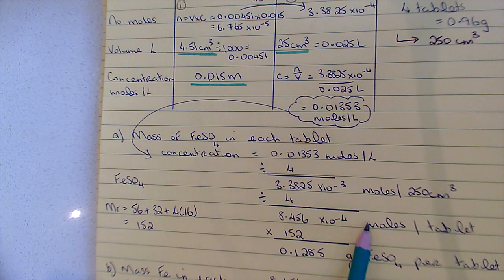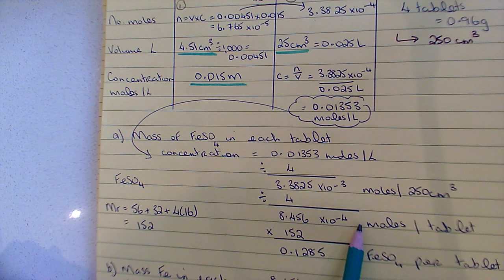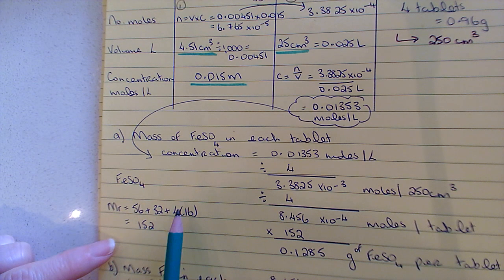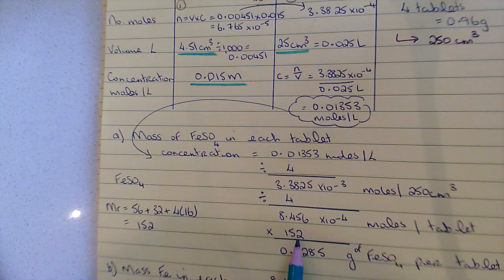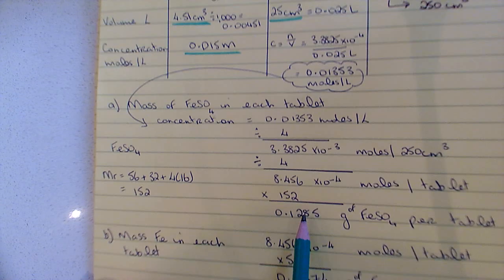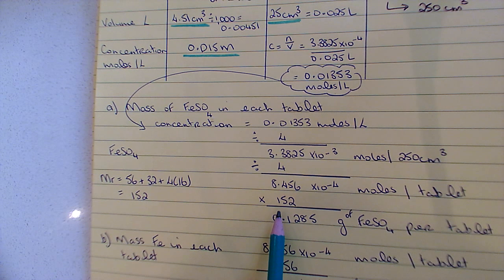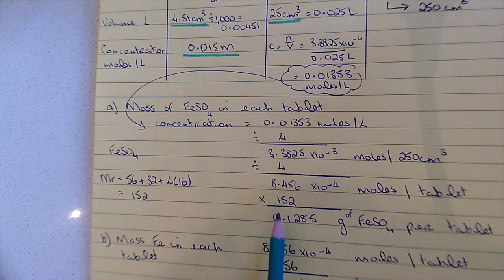But I'm not asked for moles here, I'm asked for mass. I get the molar mass of iron sulfate by adding up the individual relative atomic masses, which gives me 152. So I multiply the number of moles of iron sulfate per tablet by the molar mass of iron sulfate, and I get 0.1285 grams of iron sulfate per tablet.